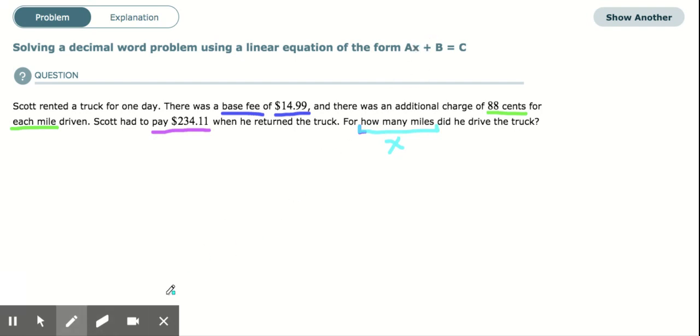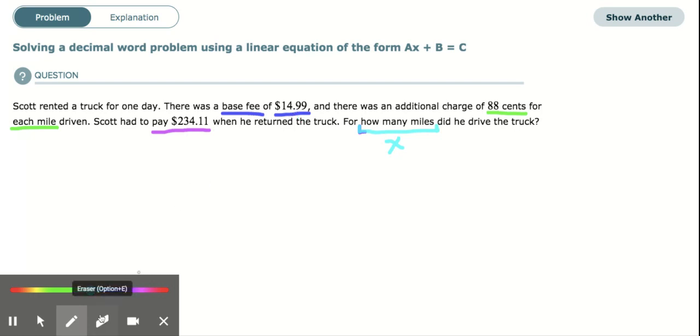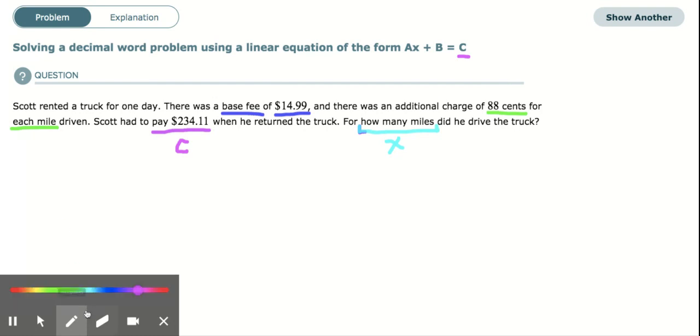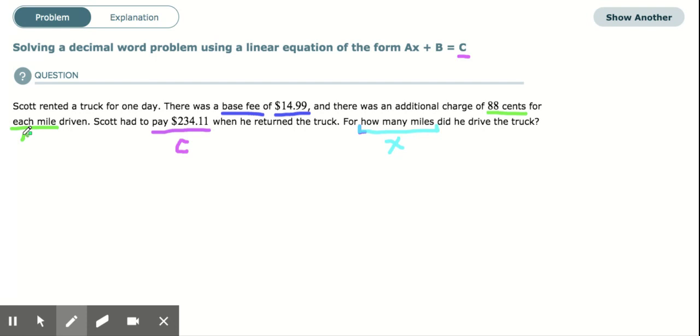So the way that you figure out which one of these is a and which one of these is b, remember we said this is our total because it had to pay $234.11. That's how much we had to pay at the end. And then how you figure out which one's a and which one's b? Well, the difference is that a is in front of the x. So which one goes with the miles, right? Let's see, this is a base fee of $14.99. Does that matter how many miles you drove? No. This is 88 cents for each mile. This word each, or sometimes you'll see the word per, that's a big hint that this is going to be the coefficient of the x.